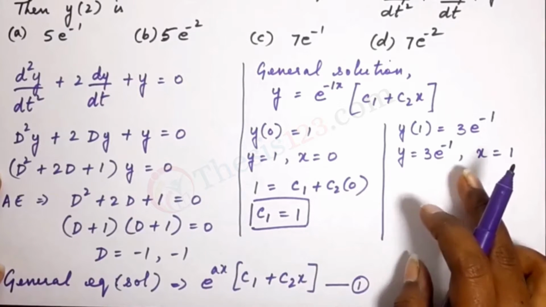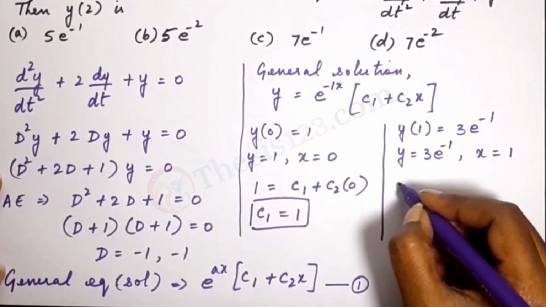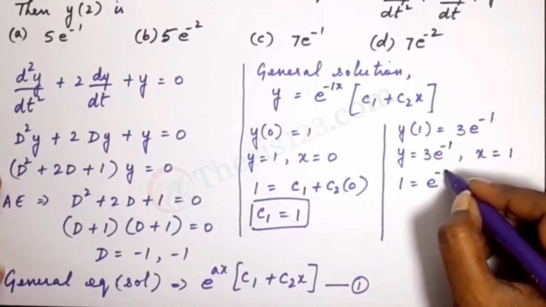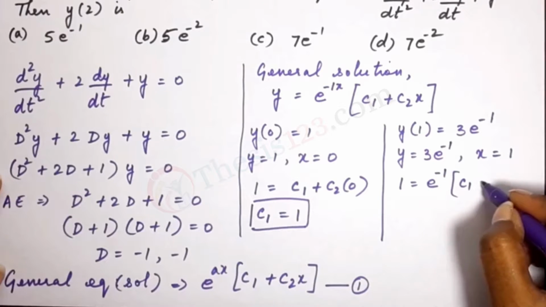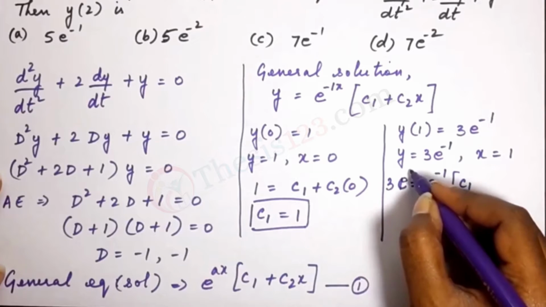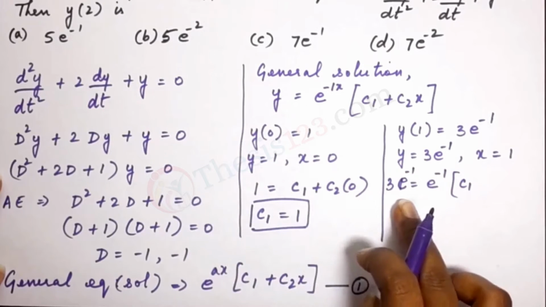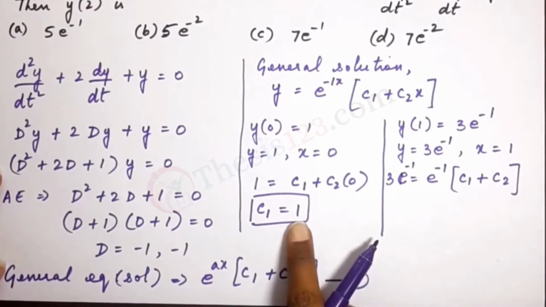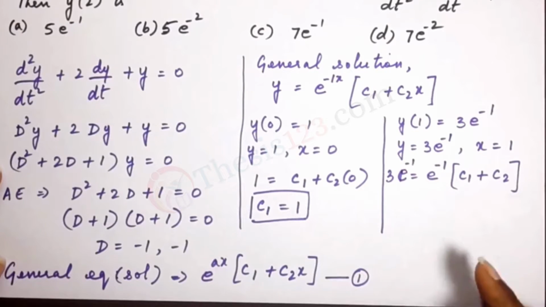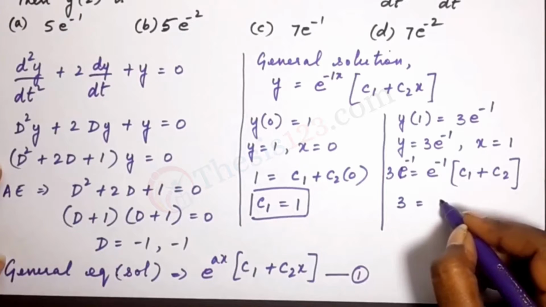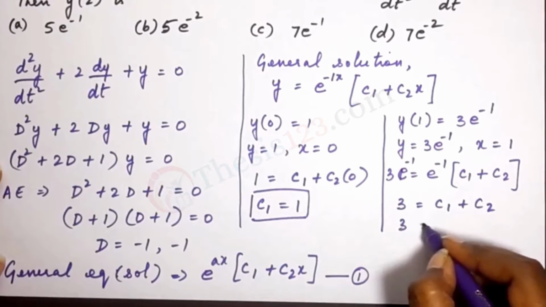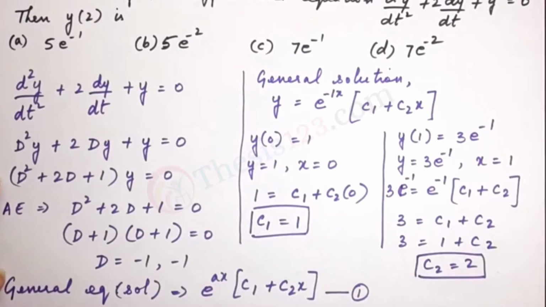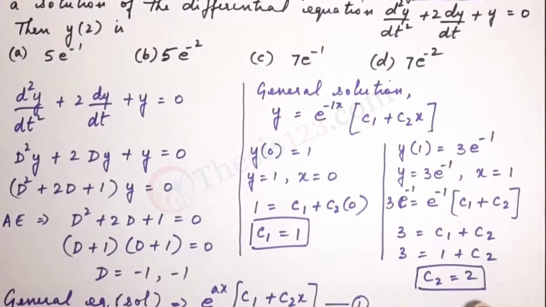Let's do the same thing. We substitute these values into the general solution. So that's 1 is equal to e power minus 1 c1. Oh, I'm sorry, this is 3e power minus 1, right? So that's the value of y. c1 plus c2. Now we have the value of c1, 1. We can cancel out the exponential functions over here. So that's 3 is equal to c1 plus c2. 3 is equal to 1 plus c2, which gives us that c2 is equal to 2. So we have the values c1 and c2.